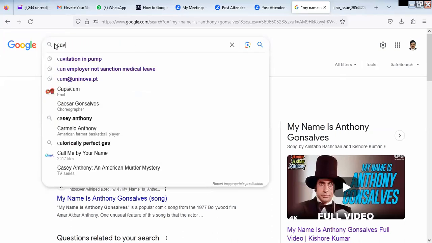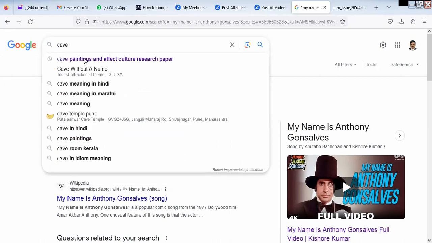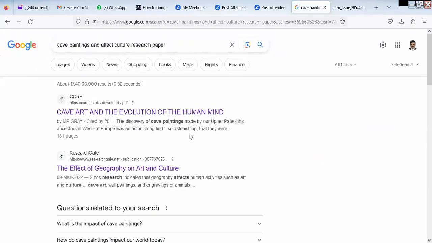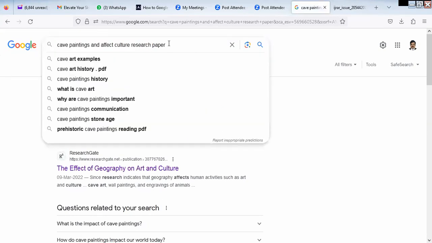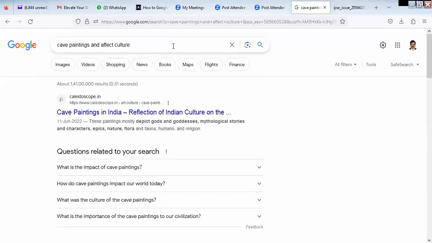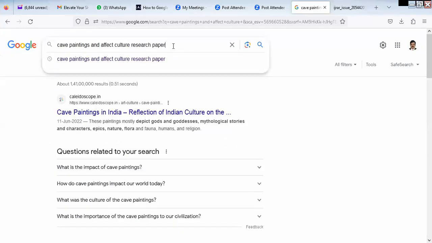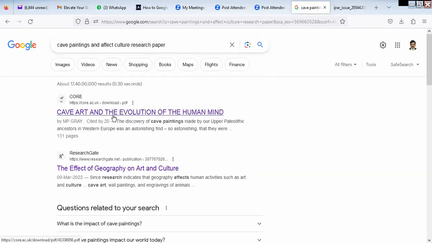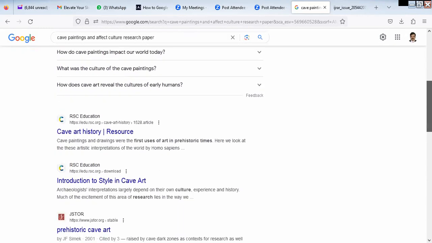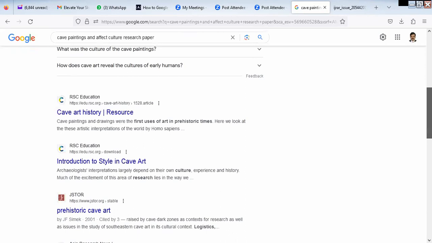So you can start by searching cave paintings and how they affect the culture. I would put your topic and then "research paper." If you put research paper, it will come. If you put only this, maybe it will not give the research paper. But if you put research paper, it can give this: Cave art and evolution of human mind. Like this paper we got. Like effect of geography on arts and culture. Like this, you can get different papers.